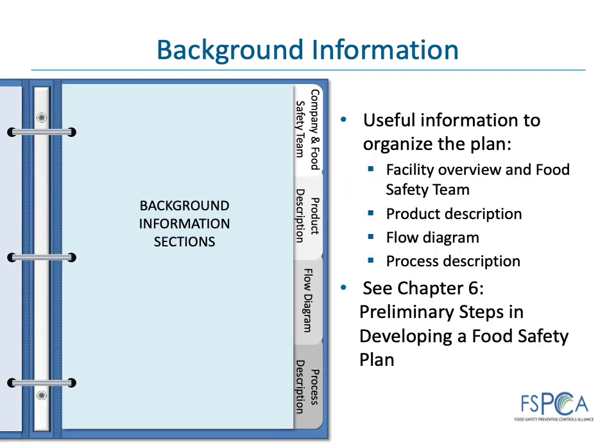The information behind the background information tab is covered in Chapter 6, Preliminary Steps in Developing a Food Safety Plan. Background information is not required by regulations, but provides a useful framework for organizing the food safety plan and for explaining the plan to others. Anything included as part of the plan may be subject to regulatory access and review.